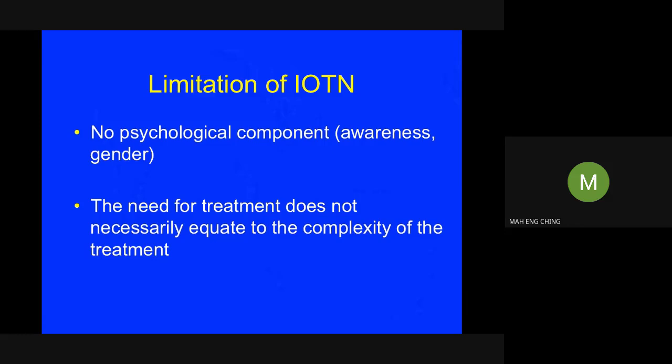So the need for treatment does not necessarily equate to the complexity of the treatment. Like I say, even though they are 5A, even they are 5P, cleft patients, like we mentioned in the last lecture, they might not want treatment. So if they don't want treatment, then maybe it's no case also. So the complexity of treatment doesn't reflect or equate to the necessity of the treatment. So this I have to be careful.